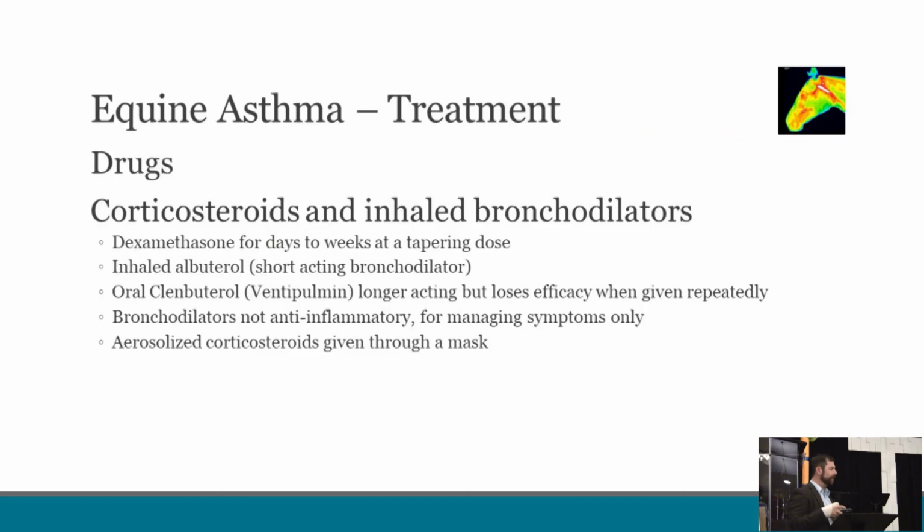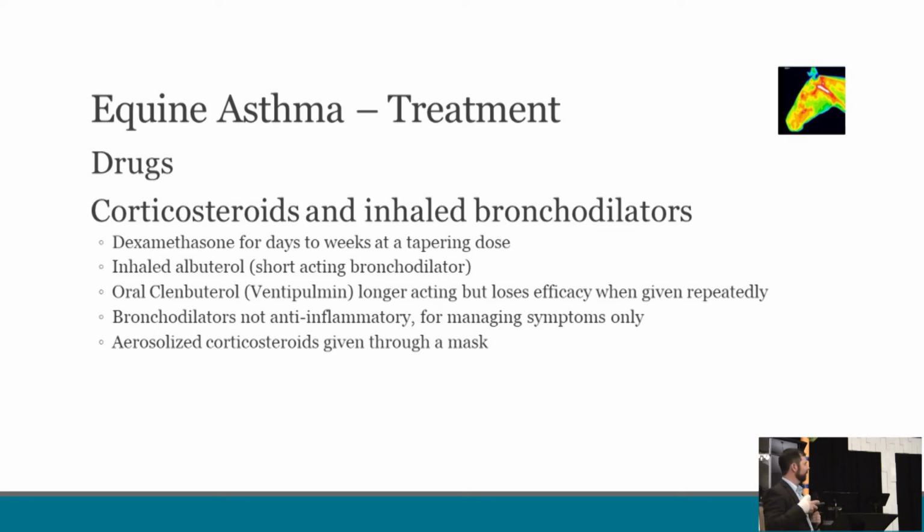So sometimes we need to go a little bit further than just environmental management and actually provide some drugs to treat the inflammation. These are essentially corticosteroids and inhaled bronchodilators. One of the more common steroids that we use is dexamethasone, and we might start your horse on a course of dexamethasone at a tapering dose over a number of weeks. We can also use prednisolone, but that typically isn't quite as potent as dexamethasone.